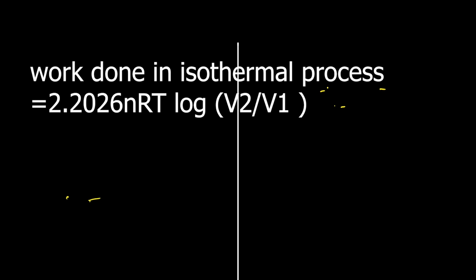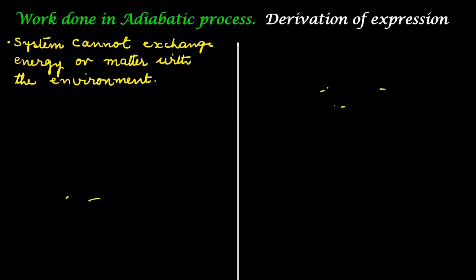Derivation of work done in adiabatic process. We have already derived a formula for calculating work done in isothermal process. If you have not yet watched that video, click the i button in order to watch that. Remember, in adiabatic process, the system cannot exchange energy or matter with the environment. Let us recall the formula.